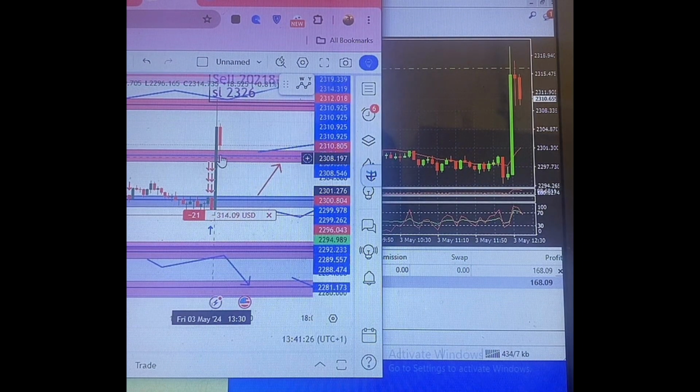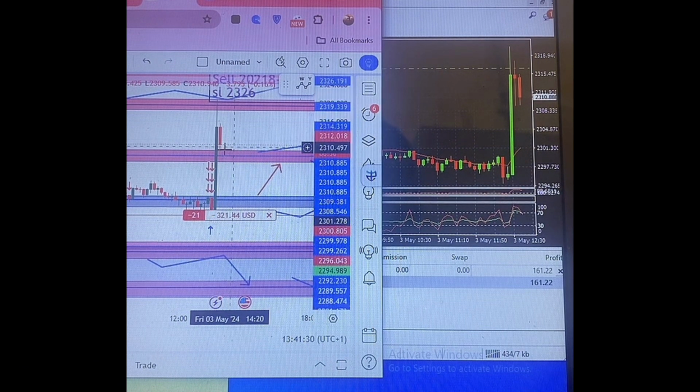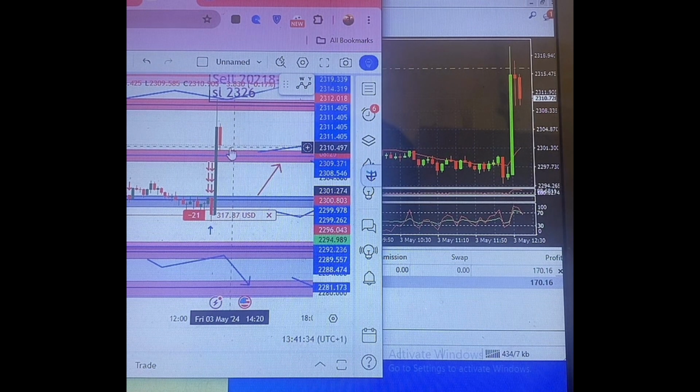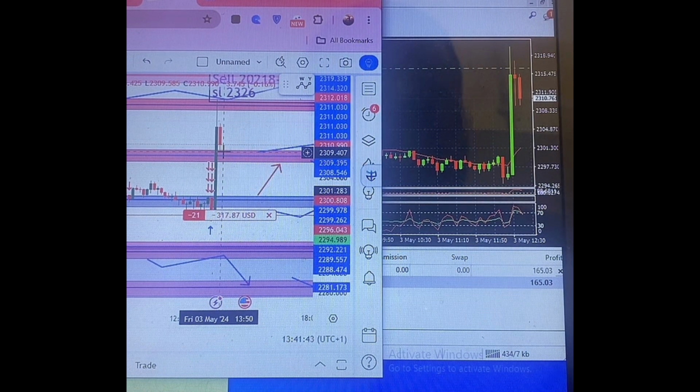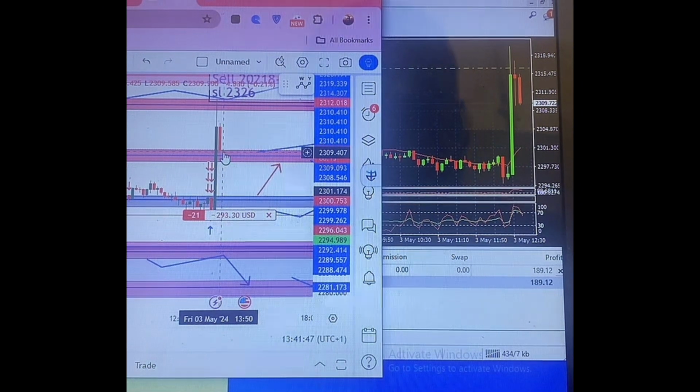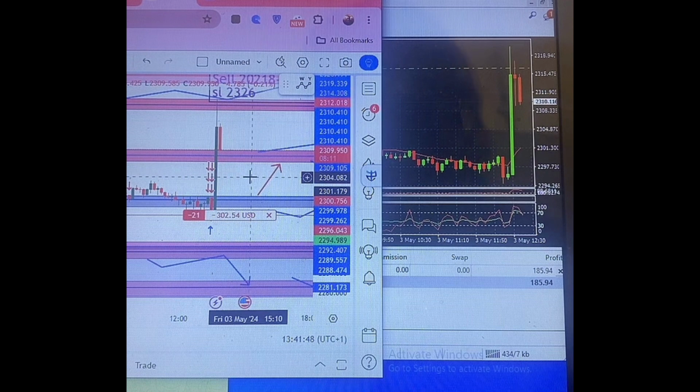Why am I taking more sells? Because it's going to break out. So let's wait and see if it breaks out. If it breaks out, we enter more sells. I was hoping that it was going to go up to the top resistance that was formed, but it didn't get to that zone. So let's wait for the breakout. If it breaks out from this support here, then we can enter more sells.